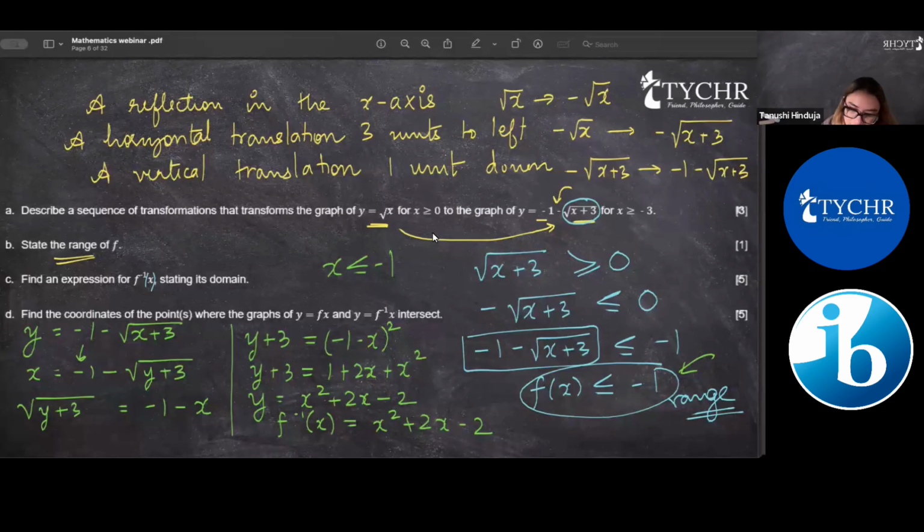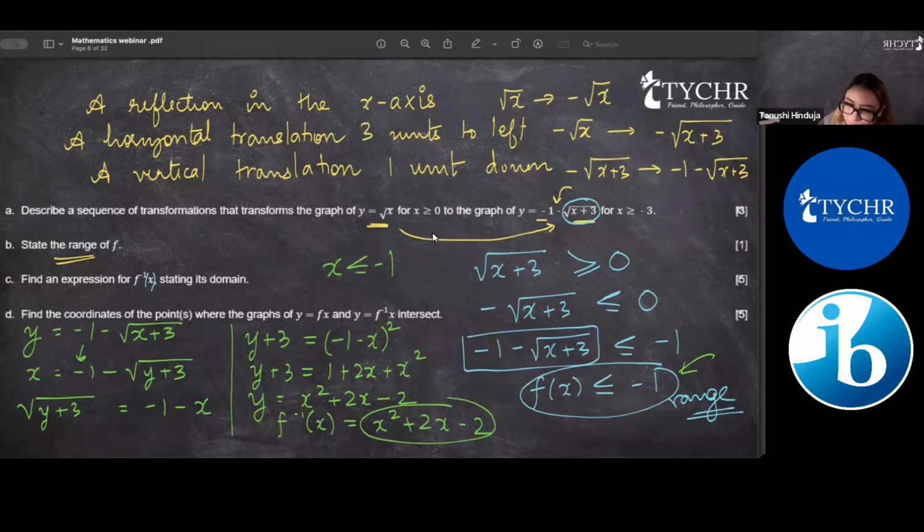Right. Then the next part is to find the coordinates of the points where the graphs of y equals f of x and y equals f inverse x intersect. So we have to find the points where these two graphs are intersecting. So we basically have to solve f of x and f inverse x being equal to each other, but that would be a really long process, a quadratic and a square root function. We also know a fact that they will meet on the y equals x line. So I can just simply either equate f of x to x or f inverse x to x.